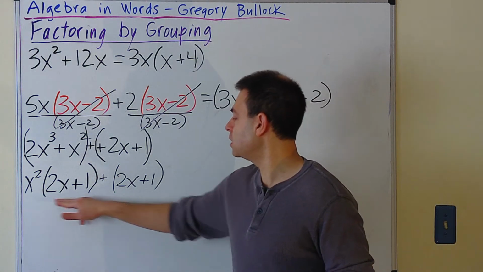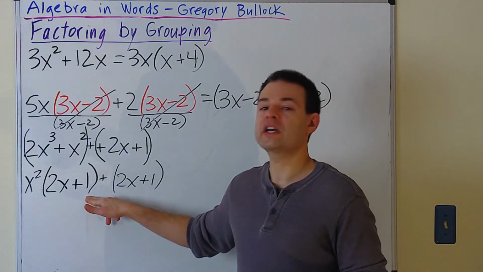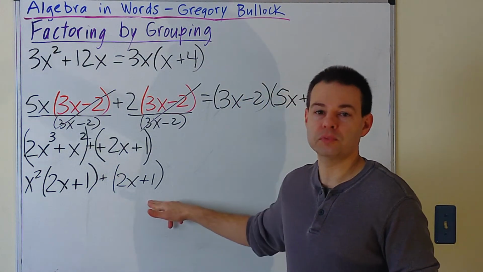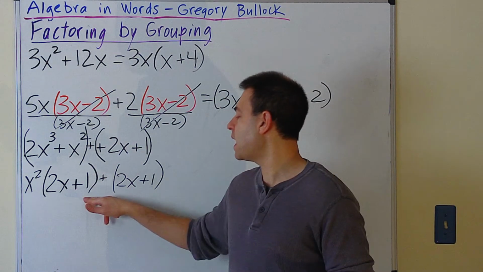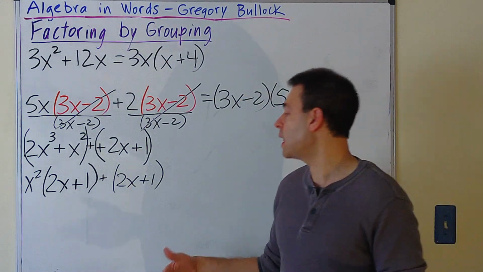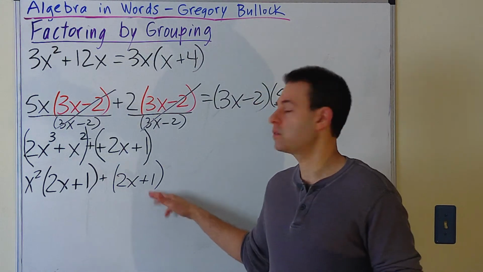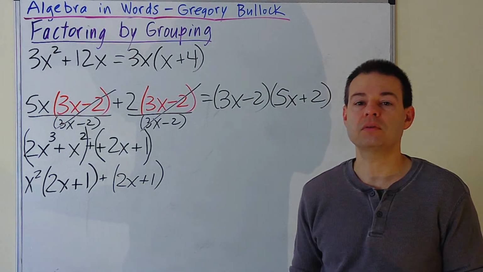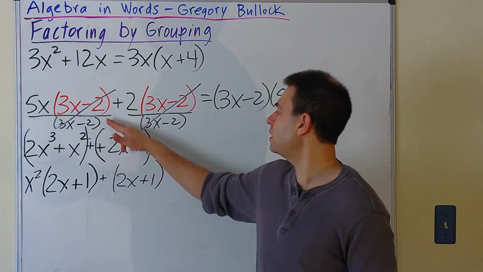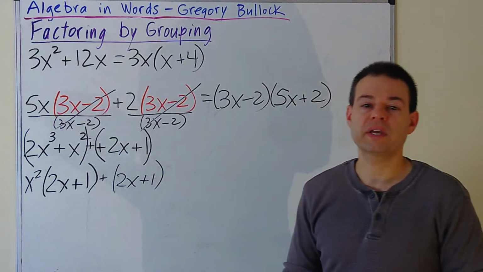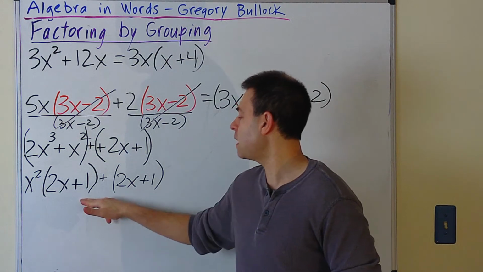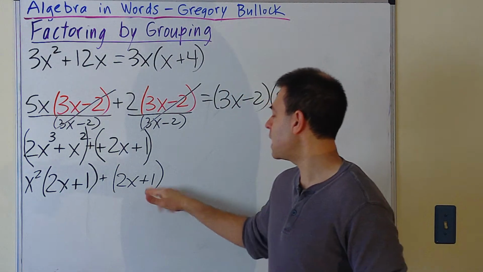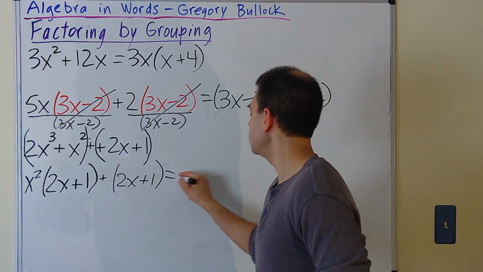So hopefully you clearly see that this group 2x plus 1 is the same as this group 2x plus 1, and this is now our next and basically last greatest common factor among this whole expression, and this greatest common factor happens to be the binomial, just like in this demonstration. So what are we going to do? We're going to factor this out of this term and this out of this term. And it's going to look like this.